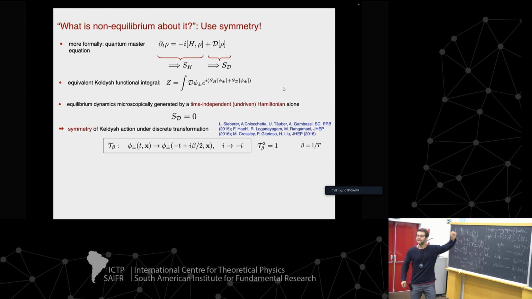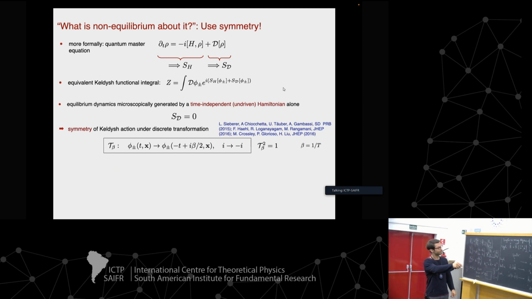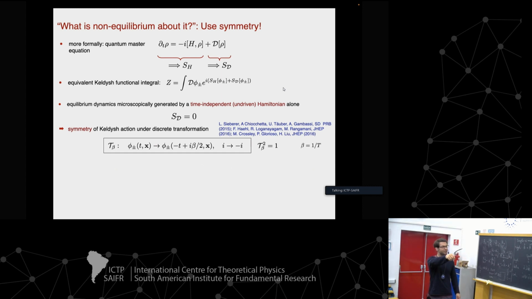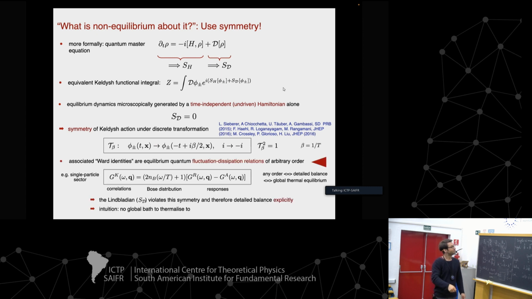Now, let me take this symmetry, which is just not translation invariance, but something else. Let's take this transformation and apply this logic down there. And you find then that the Ward identities, or the symmetry implications of this, are precisely what is known as fluctuation dissipation relations of thermal equilibrium.